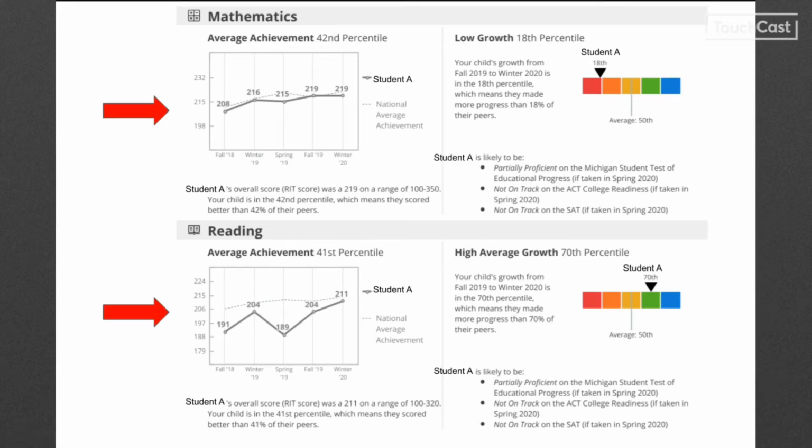The Family Report gives you an opportunity to look at and track your child's growth over time. This report makes it easy to see not only how your child is achieving, but also how they're growing. Let's take a closer look.